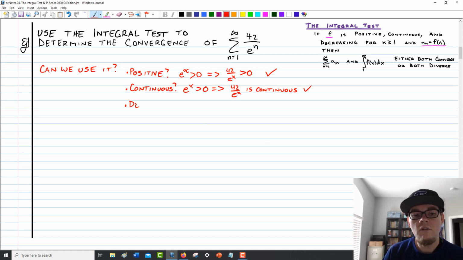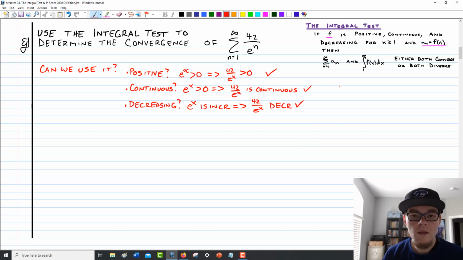And then finally, for decreasing, there are a bunch of different ways for you to check if a series is decreasing. Like, let's see, how did I do it last year? Oh, yeah. Okay, so what I did was I used it kind of analytically. I said e to the x is increasing, and that means that if we reverse that relationship, 42 divided by e to the x has to naturally be decreasing. So that is one way you could do that.